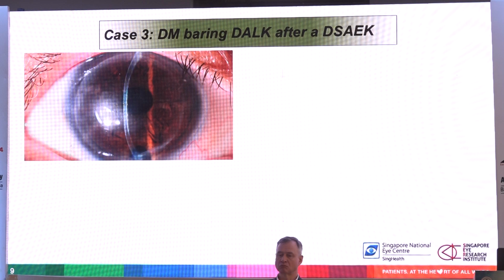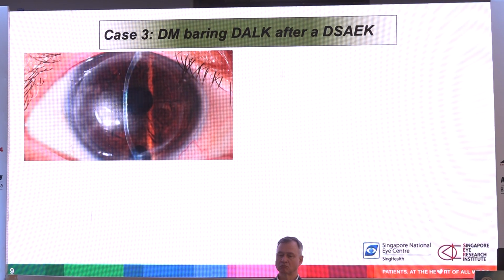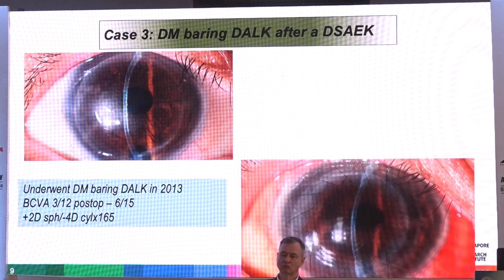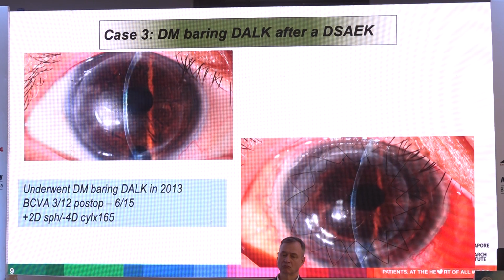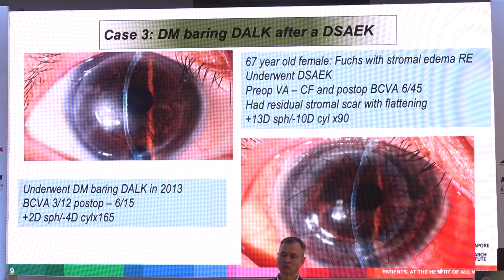The third case is a patient who had Fuchs endothelial dystrophy with a lot of stromal edema and scarring. So the DSEC was done. And after the DSEC, she came back to a vision of 6/45 because she had a lot of residual stromal scar and flattening with almost 13 diopters of sphere and 10 diopters of cylinder. So then I went on to do a DM-bearing DOLC more than a decade ago, and she continues to enjoy excellent vision post-operatively.